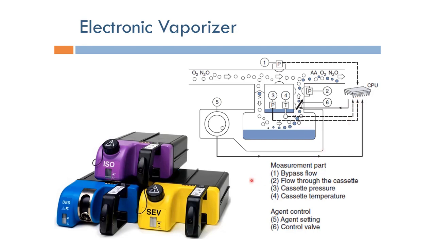But this one has to consume some power, so it has to have electrical power. It also has much more accurate compensation of temperature and pressure variations inside the vaporizer. So these are a little bit more accurate than the mechanical vaporizers.